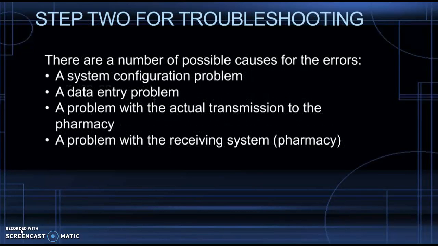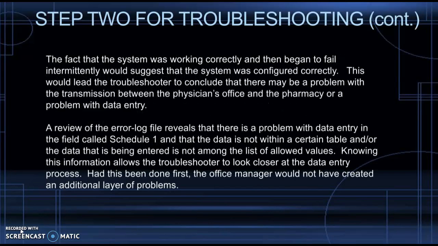There are a number of possible causes for this type of error: a system configuration problem, a data entry problem, a problem with the actual transmission to the pharmacy, or a problem with the receiving system, the pharmacy itself. The fact that the system was working correctly and then began to fail intermittently would suggest that the system was configured correctly. This would lead the troubleshooter to conclude that there might have been a problem with the transmission between the physician's office and the pharmacy, or a problem with data entry.